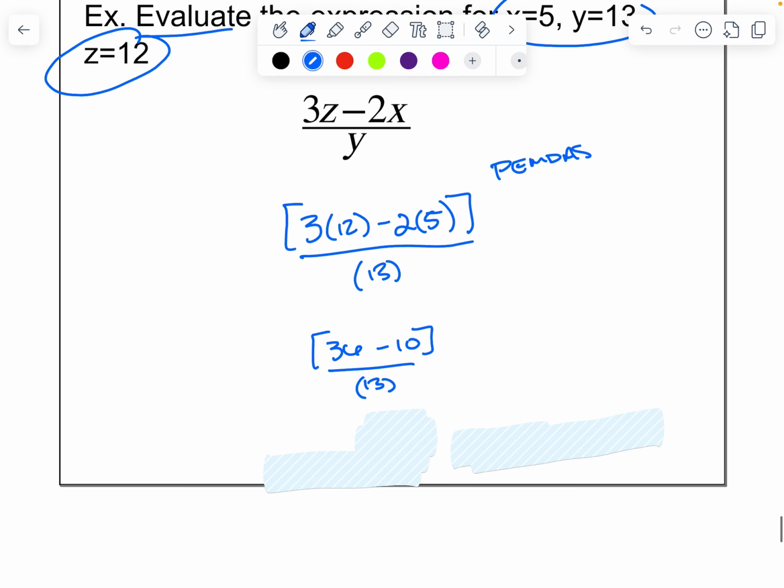The next step in PEMDAS is addition and subtraction. 36 minus 10. 26 over 13. Type that in your calculator. 26 divided by 13. You should get 2. This time we actually got a very nice number. We don't have to do the second F-D because we didn't get a decimal.